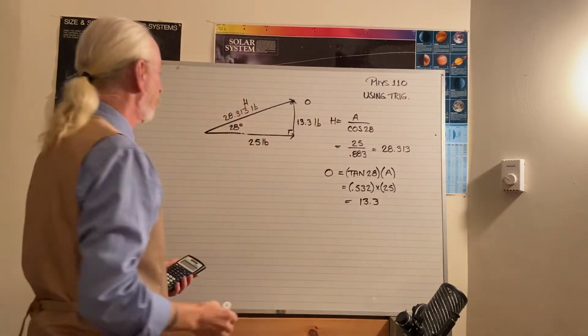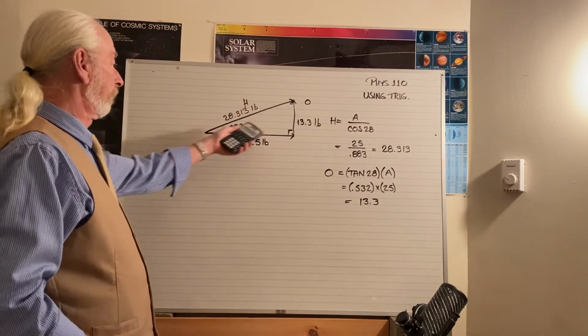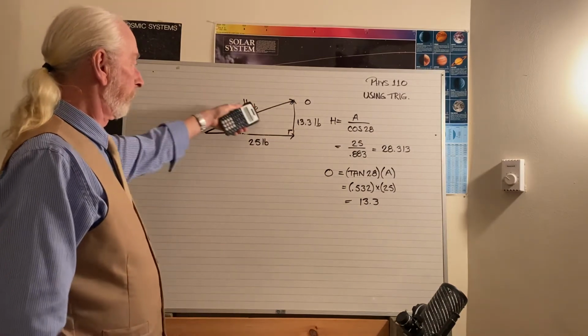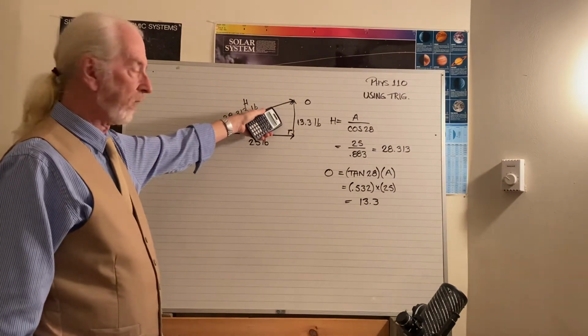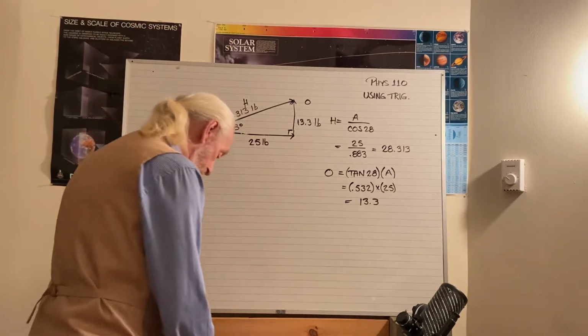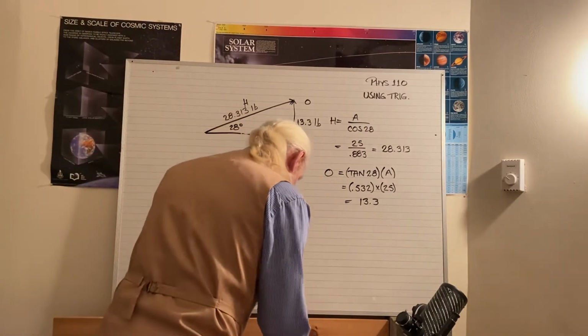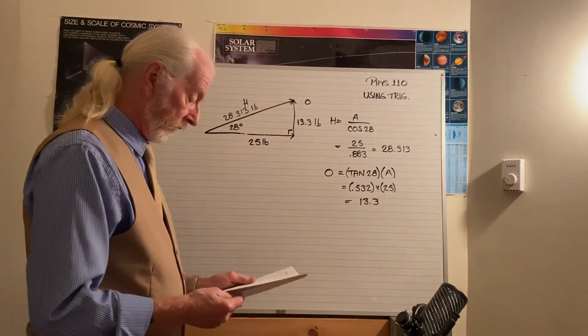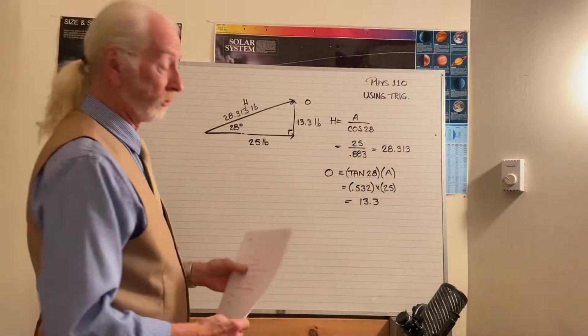And again, sanity check. Skinniest angle, skinniest side, fattest side, opposite the 90-degree angle, my hypotenuse. Okay, so that one checks. All right. Next page, I'm going to show you how to run your calculator backwards.